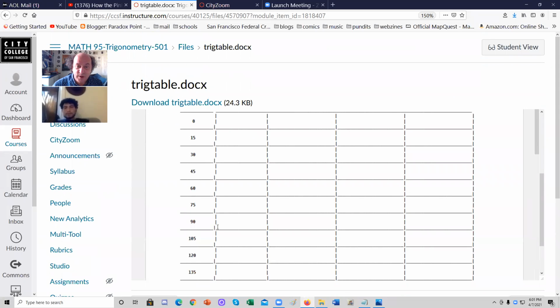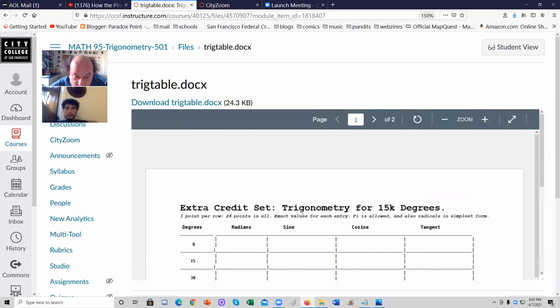And it's worth up to, how many points did I give here? 24 points in all, 1 point per row. I think you can't get a better deal than that. So I recommend working on it.